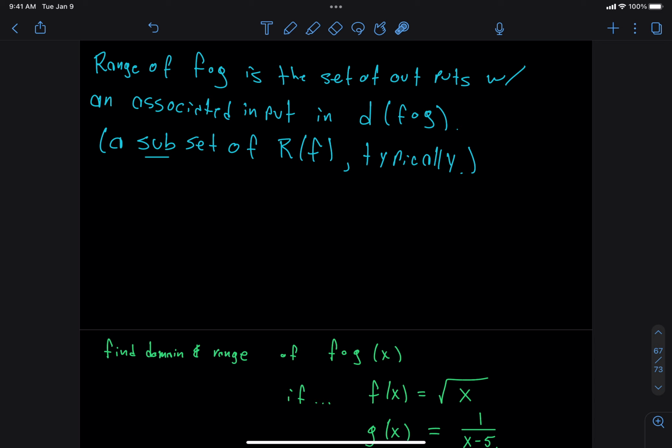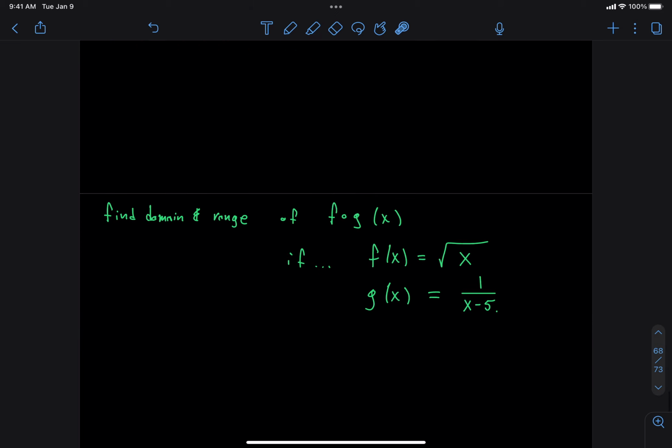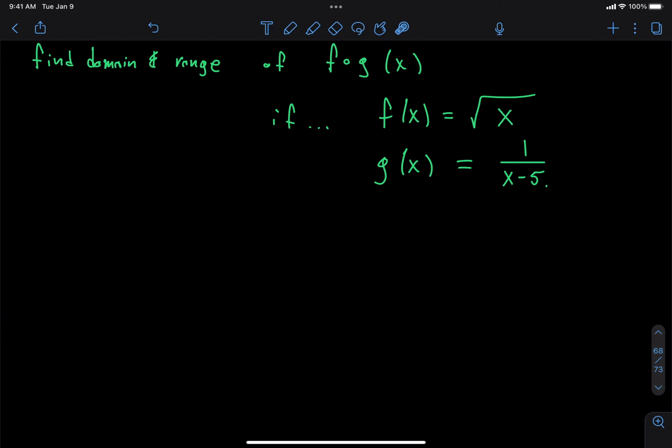Okay, are we ready to move on to the example? Okay, cool. So let's find the domain and range of f of g of x.